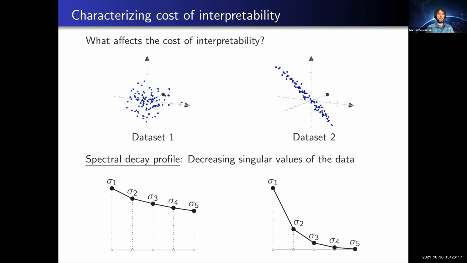So for example, for the first data set, we see a relatively flat decay with multiple singular values of comparable magnitude, because there are many directions with large variance, whereas for the second data set, there's one or two large singular values followed by a rapid decay. So this corresponds to the low dimensional structure we can see in the top right.